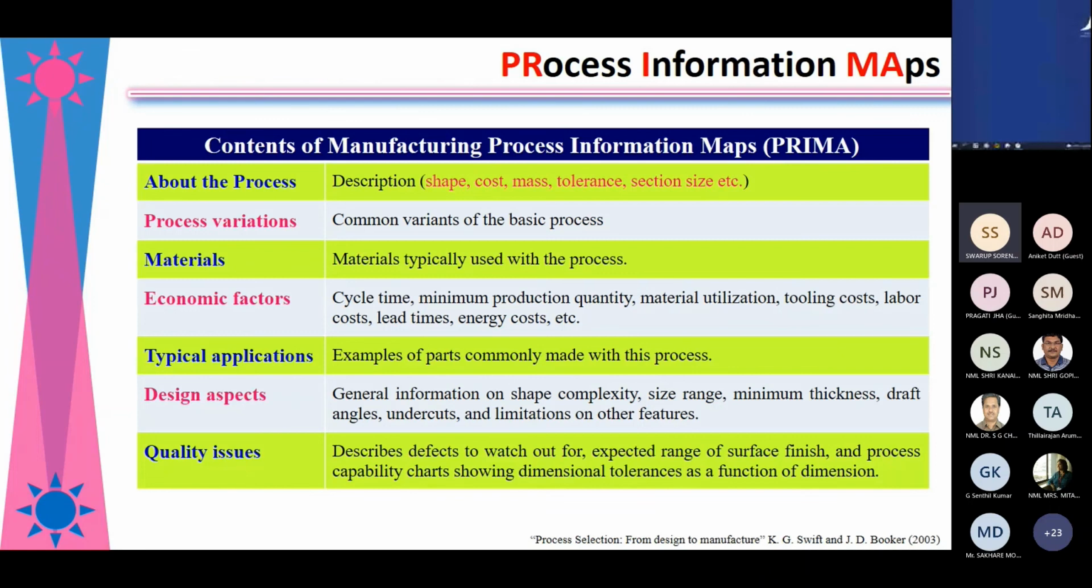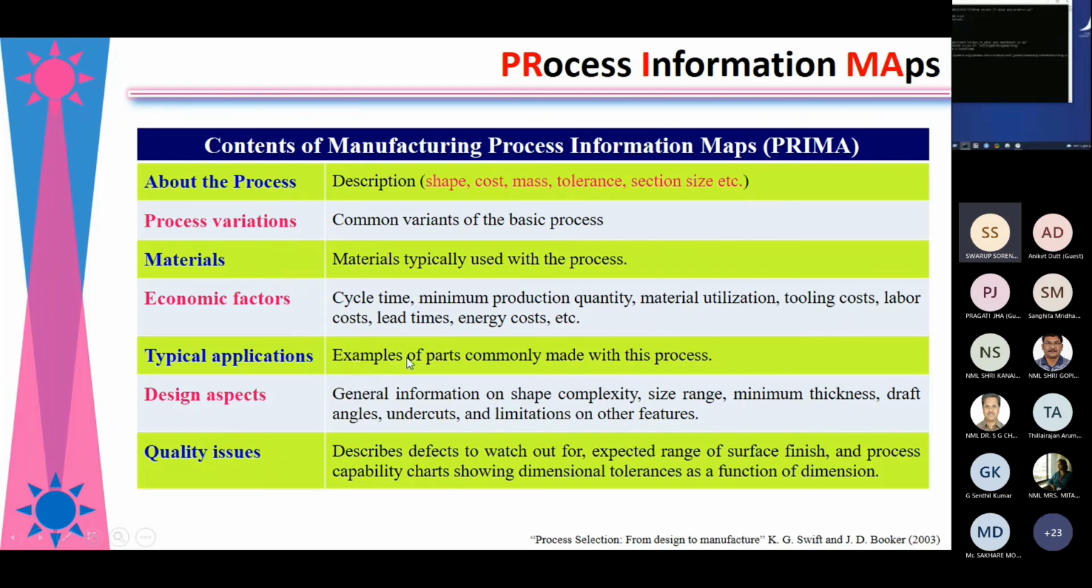And again, what I'm talking about is process information maps are available, but now they are in digital form, and they contain data like what is the process, shape, cost, mass, tolerances, section sizes, etc. Then what are different process variations possible? What are different materials that can be processed using that process? What are the economic factors? I'm talking about the data which is available in process maps for a given process.